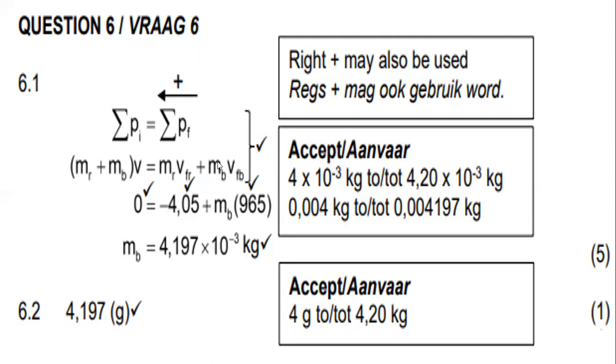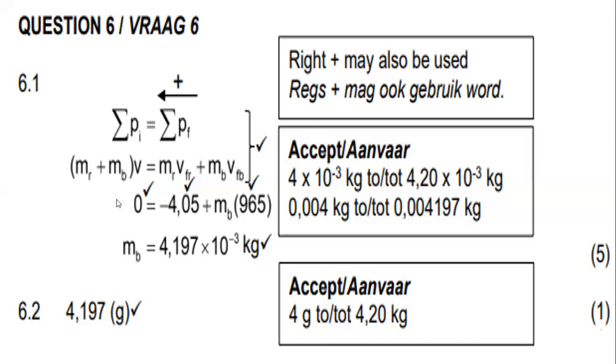Plus, then we go to the bullet, the mass of the bullet there, which is what we are looking for, multiplied by the final velocity of the bullet, which is the velocity after firing. It is 965 meters per second altogether. And remember, it was going to the left, so it's a positive value, and hence it is substituted there as a positive. And therefore, the mass of the bullet, when you work it out, it will give you 4,197 multiplied by 10 to the power of -3 kilograms altogether. It's as simple as that.